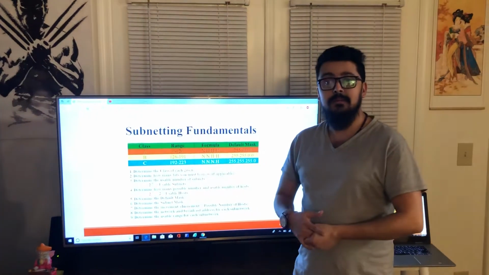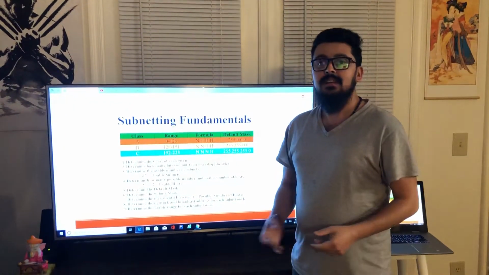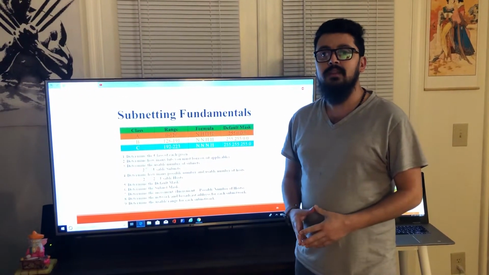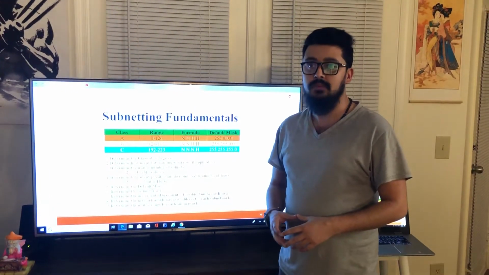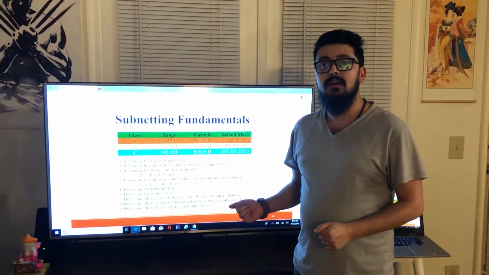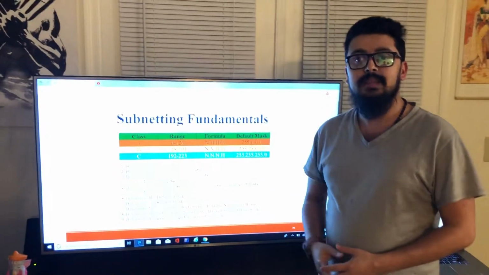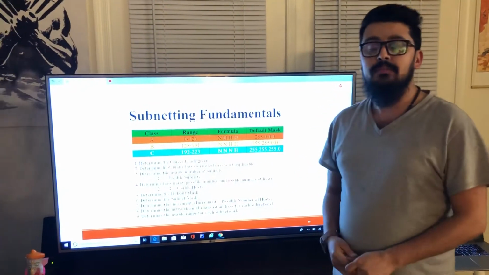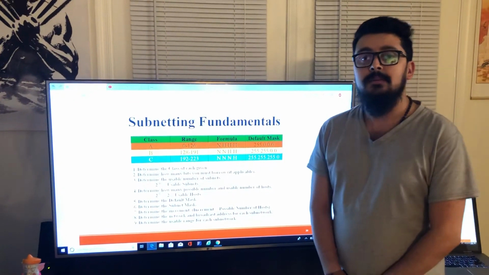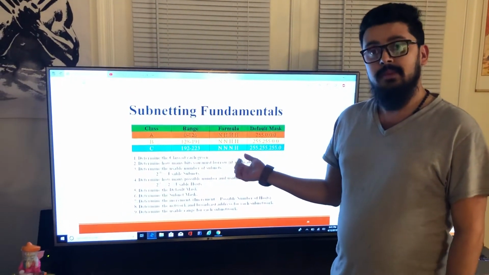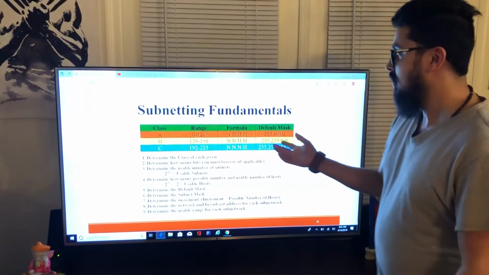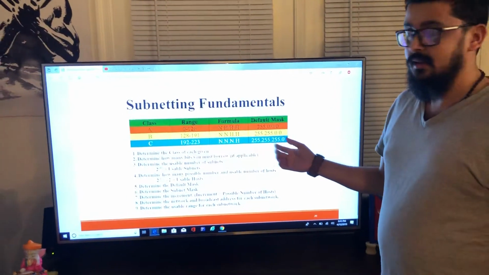First, what is subnetting? Well, subnetting is the process of dividing one network into two or more networks. The main purpose of subnetting is to help relieve network congestion and to improve network performance. And security is another benefit of subnetting. Here, we will see how to do subnetting.